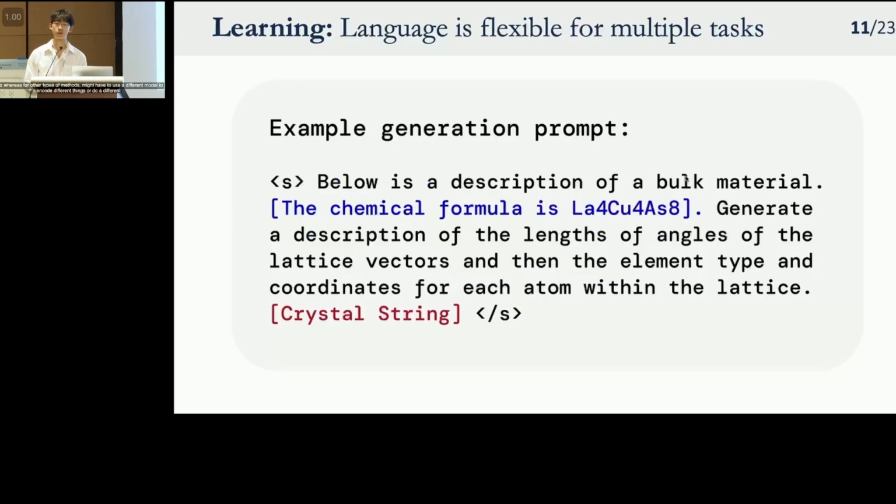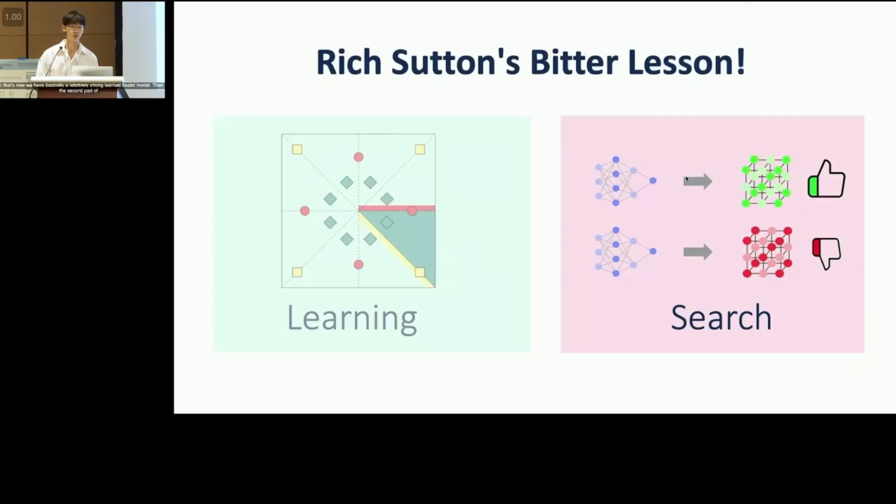Whereas for other types of methods, you might have to use a different model to encode different things or do a different training pipeline entirely, what we see here is that language makes it so that a singular model can easily train across multiple tasks, from unconditional generation to conditional generation to things like infilling. So that's now we have basically a relatively strong learned base model.